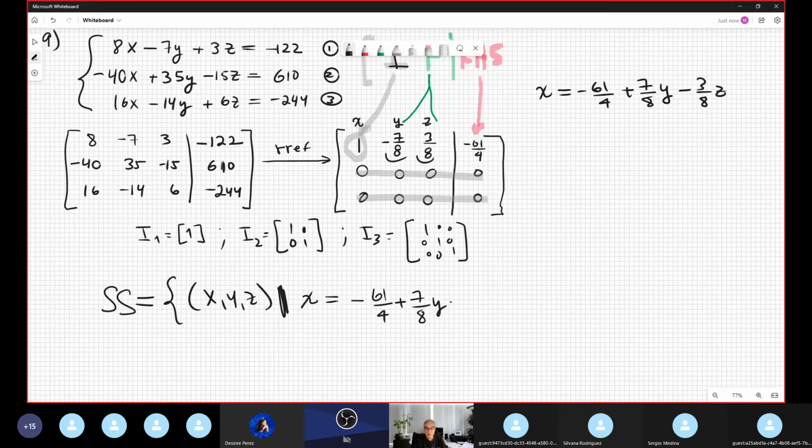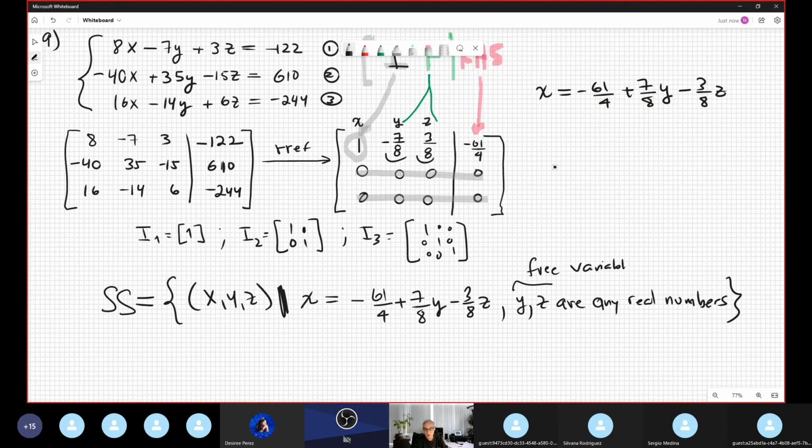This is a mathematical formula, no? To state the connection between y, z, and x. And what about y and z? They are any real numbers. In other words, these are free variables. And why is x not free? Non-free, because it depends on y and z.